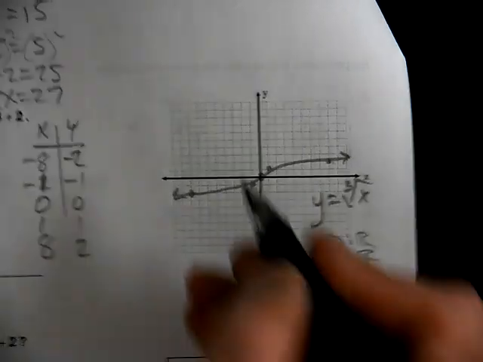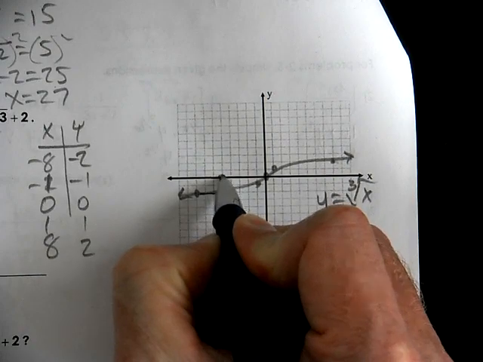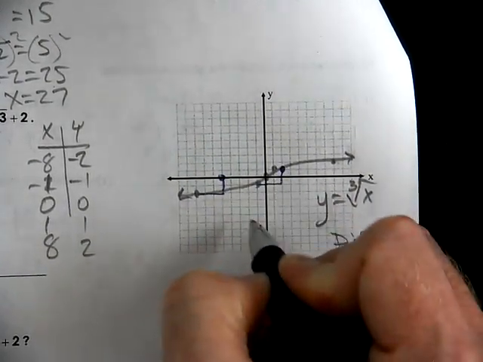So we're going to take every one of these dots, 3 to the left and 2 up. 3 to the left, 2 up.